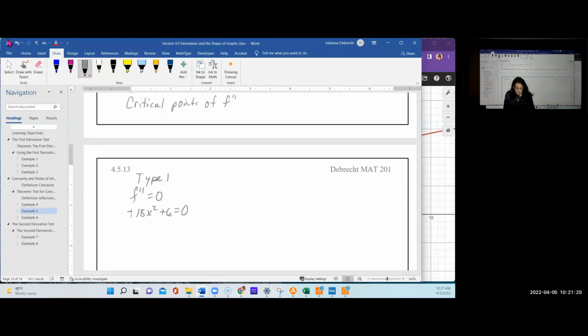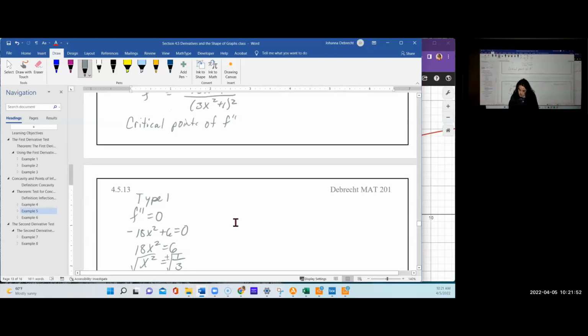And when we work that out, we're going to get 18x squared equal to 6. Divide both sides by 18. So I get x squared equals 1/3. And then take the square root of both sides with a plus or a minus, since you don't know the sign of it. And I get plus or minus 1 over the square root of 3, right?